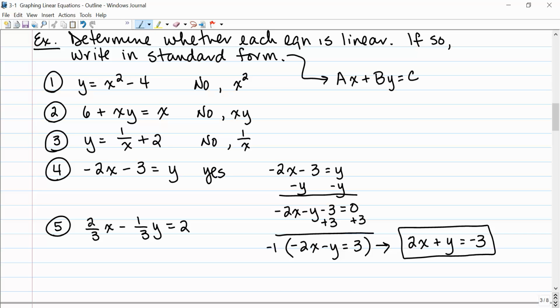Example number 5, 2/3 x minus 1/3 y equals 2. And this is in standard form. The fraction may throw you off, but notice this x is not in the denominator, nor is this y. I wrote them in line with the fraction bar, which means I can leave them right there. So this would be 2/3 times x. Or if I wanted, I could move that x into the numerator. The problem with this is, even though my x and y are on the left side of the equal sign, I have a 3 in the denominator.